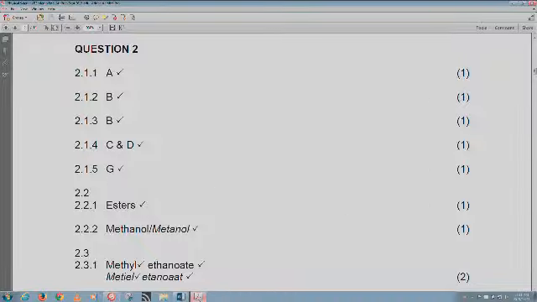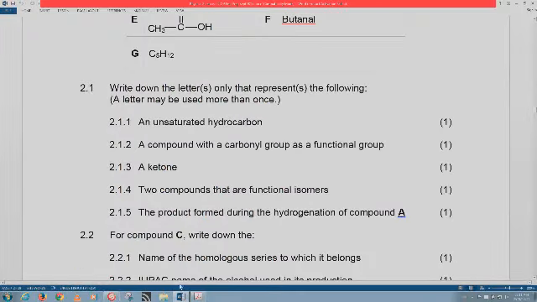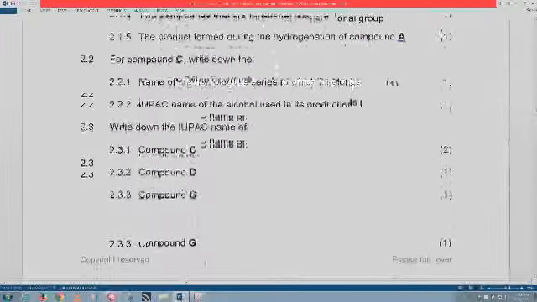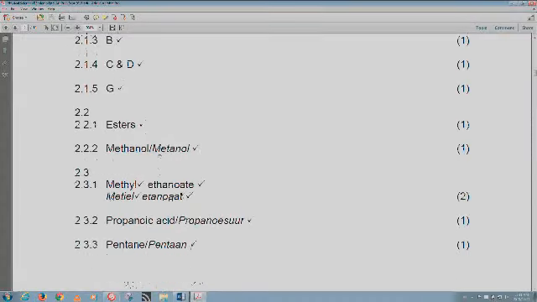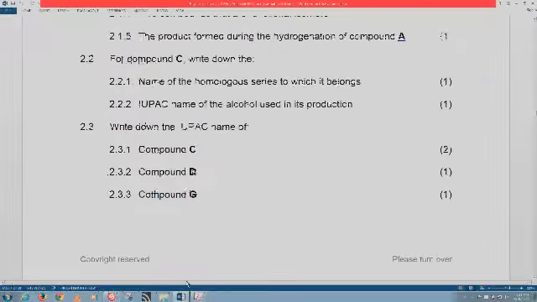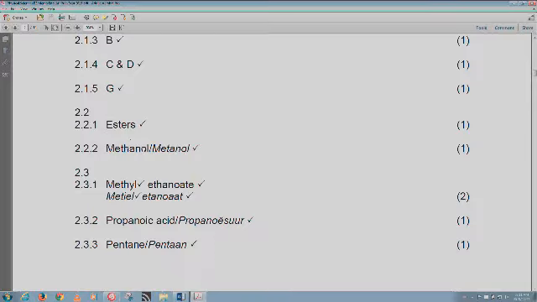And then let us move to question 2.2 there. For compound C, write down the name of the homologous series to which it belongs. And the name of that homologous series is esters. So when the learner writes ester, it's 1 mark. And then the next question, write down the IUPAC name of the alcohol used in the production of compound C. And that alcohol is methanol. So it's 1 mark for methanol.